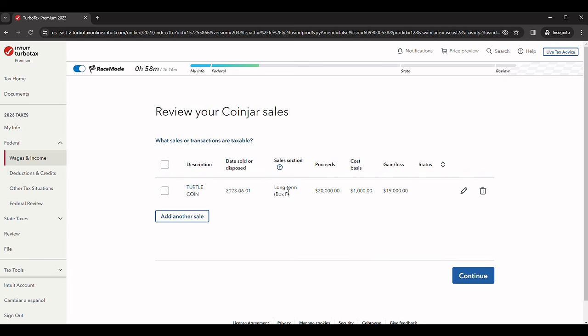Okay, and they got this because we entered the day that we bought it. So they auto-calculated its long-term capital gain because it was held for longer than a year. Sold it for 20,000. We bought it for 1,000, and the gain is 19,000. Excellent. So you can modify it if you want. You can delete this if you want. We're going to continue.